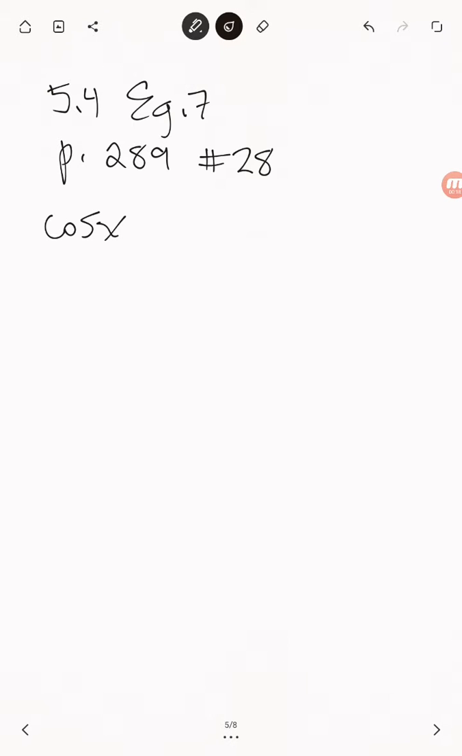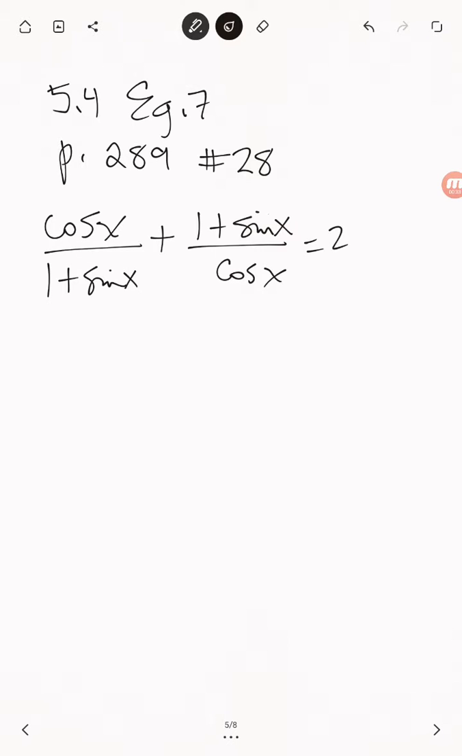We need to solve the equation cos x over 1 plus sine x plus 1 plus sine x over cos x equals 2 on the interval x is an element of negative 2 pi to 2 pi.